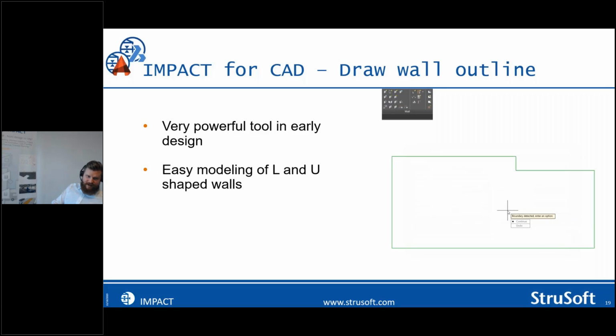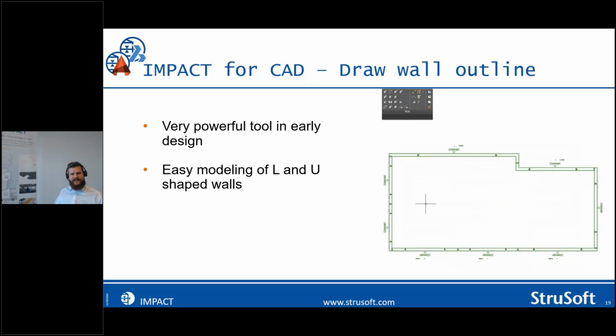Other than being this very powerful tool in the early design, it also makes it extremely easy for you guys to model L and U-shaped walls without having to sit and draw the end caps. Impact will simply make up the end caps for you, and you can go in and edit them afterwards, but it basically does the legwork for you here. So here I'm showing the L-shaped ones, but it could also be a U-shaped one instead.